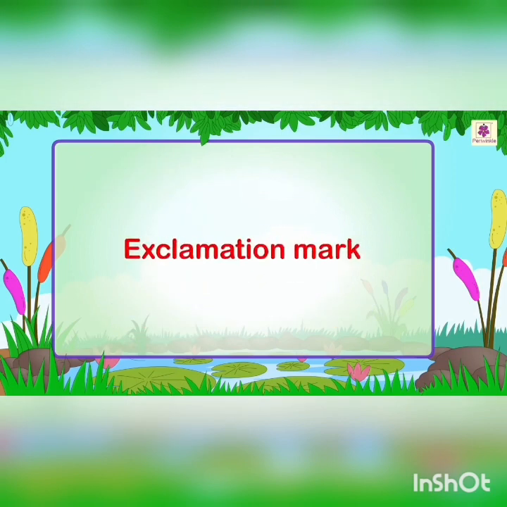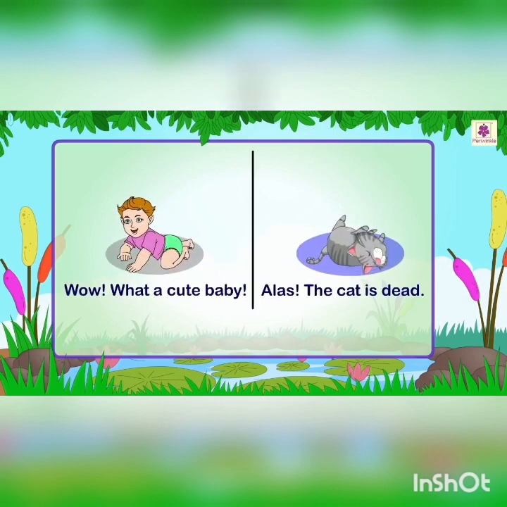So, let's understand the exclamation mark. Look at these two examples. Wow, what a cute baby! One more example. Alas, the cat is dead! So, we are using an exclamation mark here at the end of a sentence and after these two words, alas and wow.